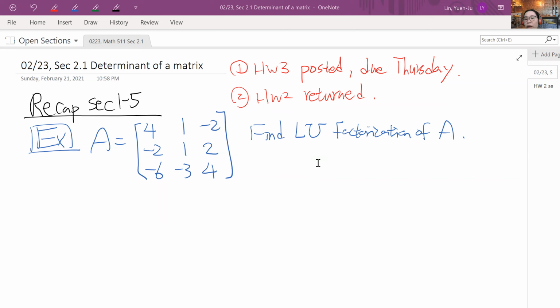And also the grader has already finished grading homework 2 and it has been returned. So I hope everyone by now knows where to check your homework. Basically you go to the My Grades menu, and this should have all the submission history. If you click it, then you will see the comments that the grader left there.